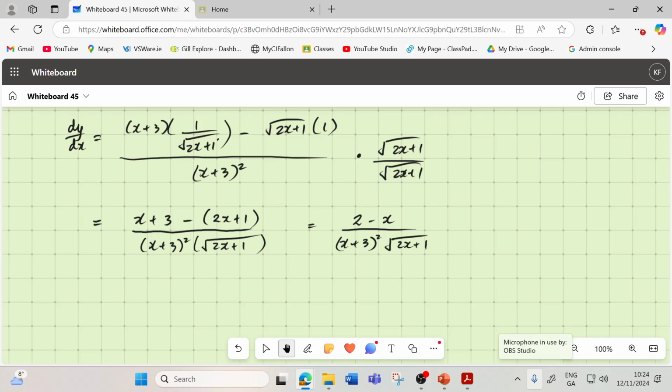We should get that dy/dx is equal to 2 minus x over the square root of 2x plus 1 times (x plus 3) squared. So you should get this, just back to front, but the same thing. So okay? Yes.